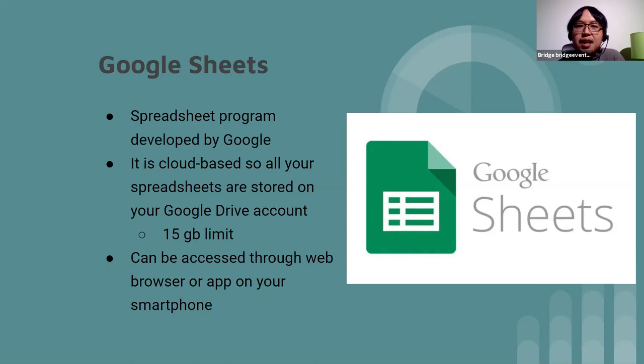So Google Sheets is cloud-based. All your spreadsheets are stored on your Google Drive account, and you have a 15 gigabyte limit in your Google Drive account. And since it is stored in your Google Drive account, all of the various platforms in Google share that. So if you use Google Docs, Google Slides, Google Photos, all of those share your storage limits as well. All of those count towards your 15 gigabyte limit.